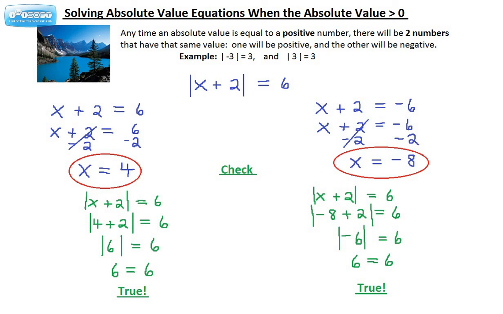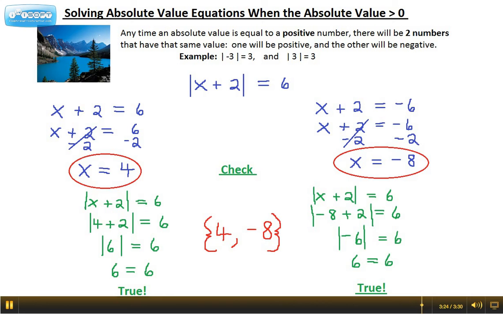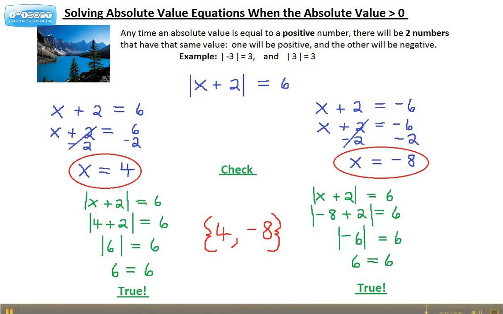There is a way to write the solutions to an absolute value equation. First, we open a brace. Then we write our first solution, 4. We put a comma and then write our second solution. We close the brace, and there we have our solutions, 4 and negative 8.